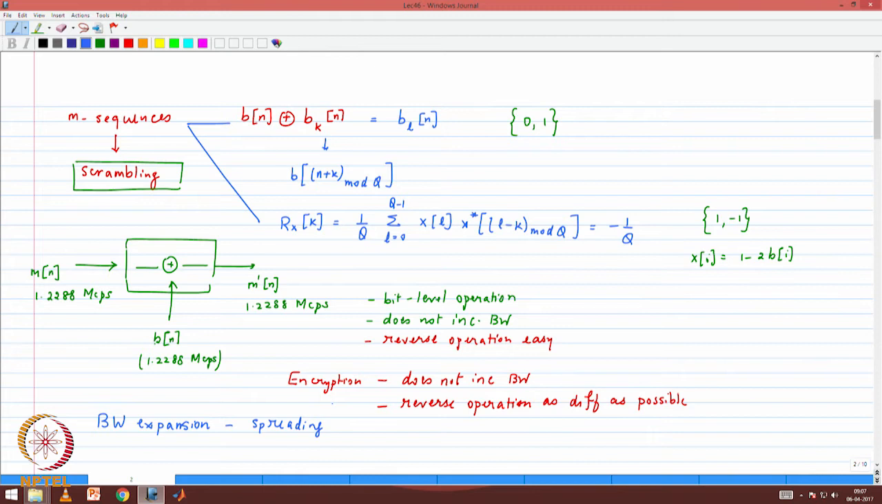So there is spreading, there is encryption, there is scrambling. Encryption is something that we have not touched upon. It's a part of digital communications that happens at a higher layer. What we have been focusing on has been bandwidth expansion through spreading, and we've also been looking at scrambling as a way to randomize the data, and also protect us against some elements of multipath.